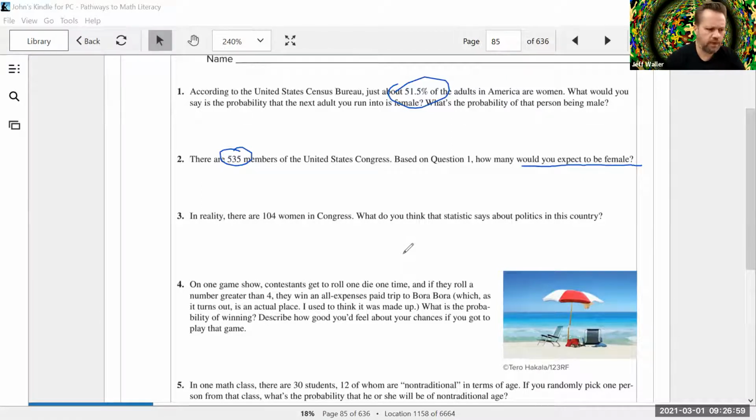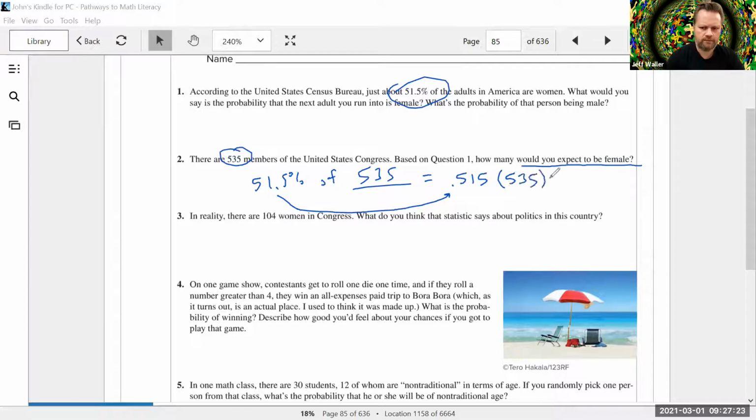What's happening? So how many? 51.5. Well, you would expect 51.5% of them to be women if it truly is representative of the United States, right? So if you do that work, 0.515, change that into a decimal times 535. What do you guys get?